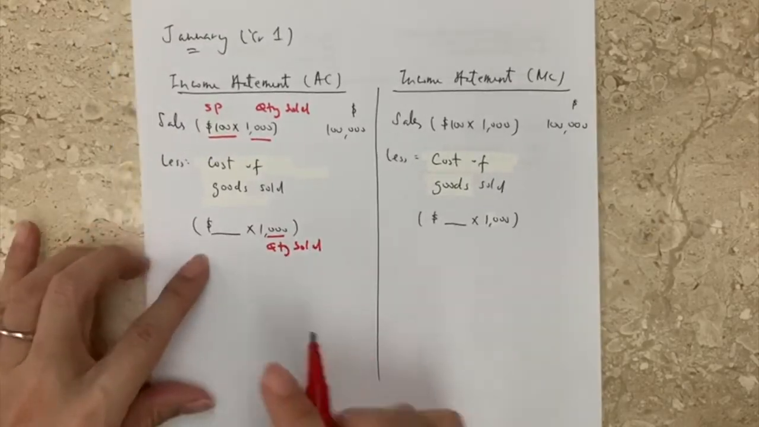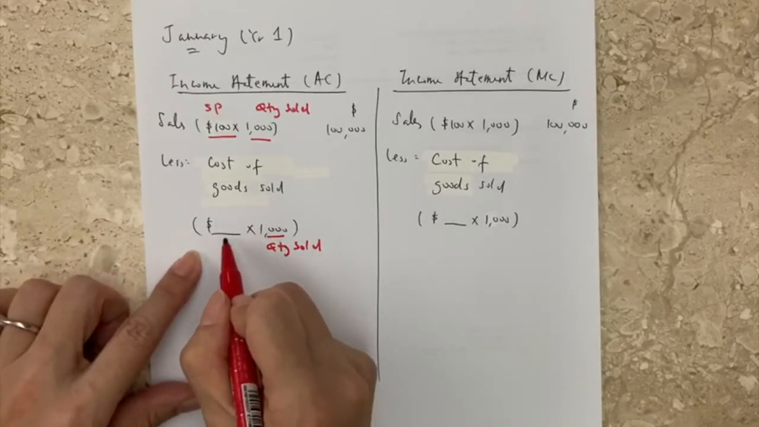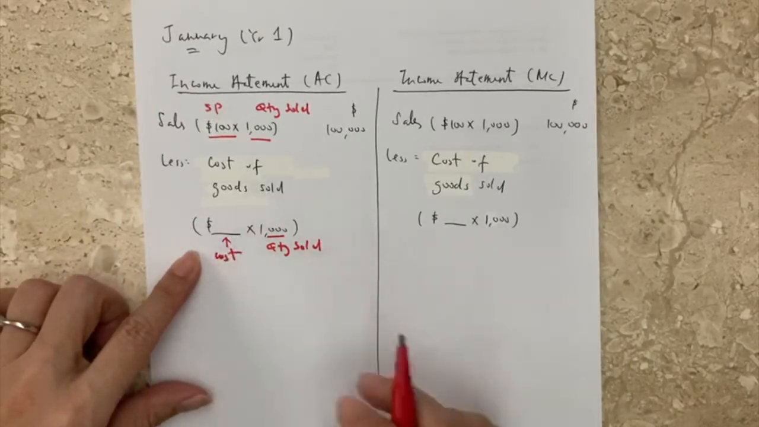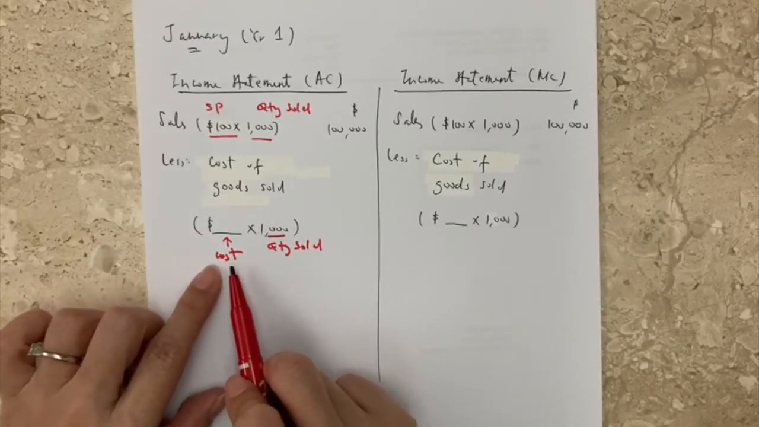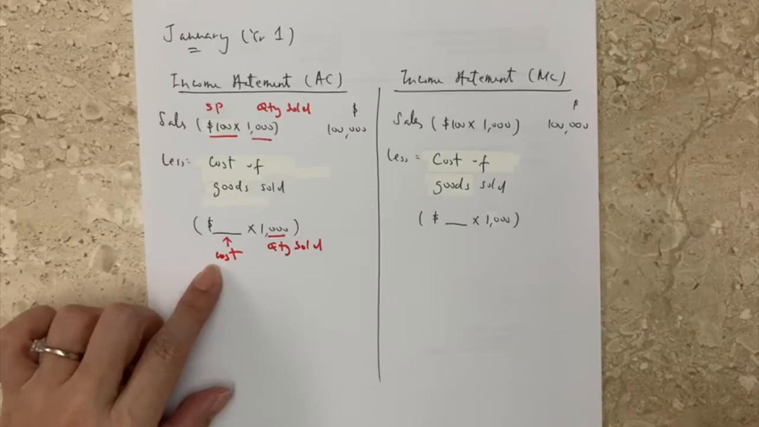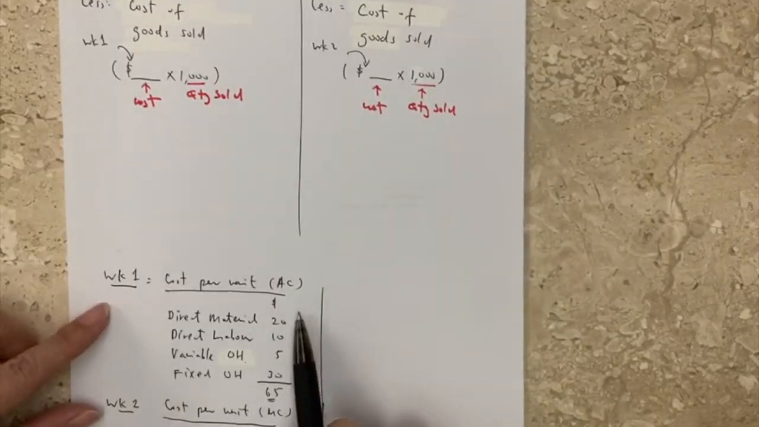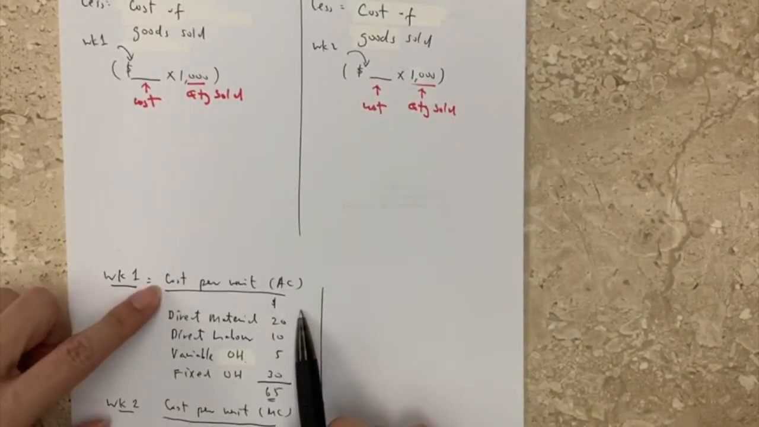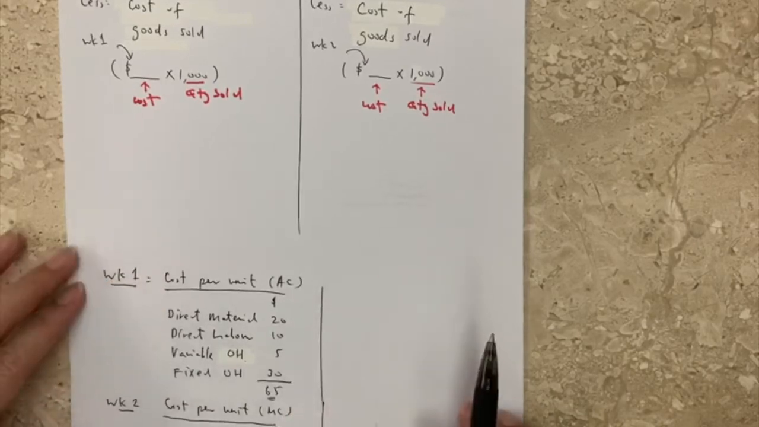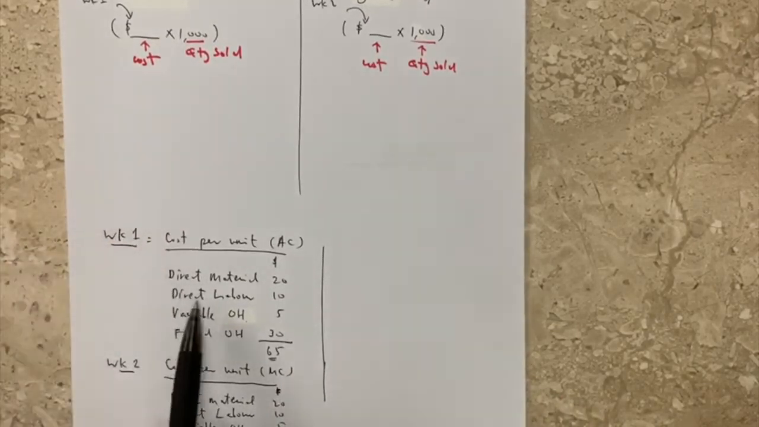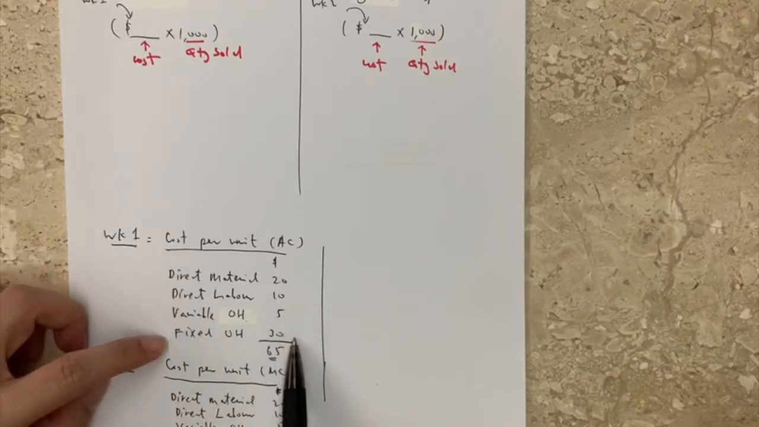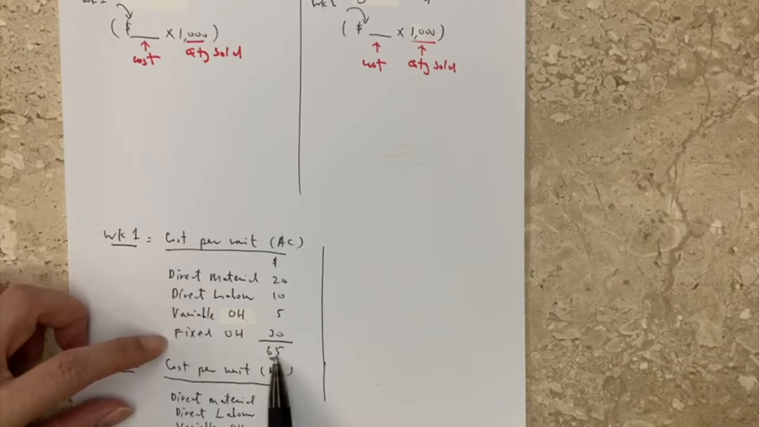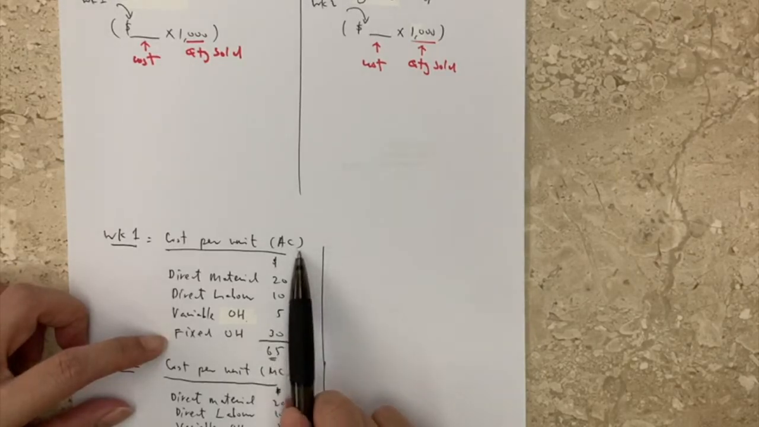But in order to calculate the money, cost of goods sold must be valued at costs. So I need to work out how much the product cost per unit will be. Here I have my workings for the production cost per unit under absorption costing. We have direct material per unit, direct labor, variable overhead per unit, and fixed overhead per unit. Therefore, 65 will be the total cost per unit under absorption costing.